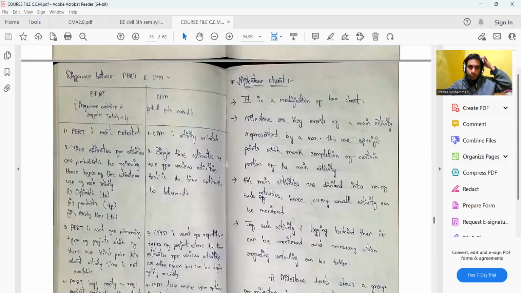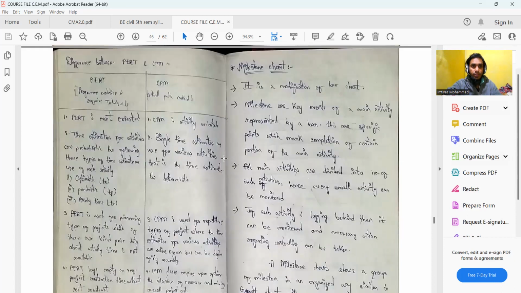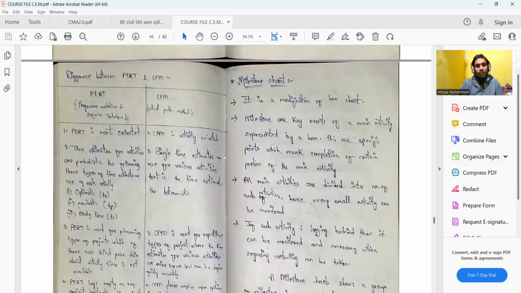Then we have the differences between PERT and CPM. PERT is a network technique which stands for program evaluation and review technique, and CPM stands for critical path method. This question has appeared many times, so please make sure that you learn the differences between PERT and CPM. It's very simple here.